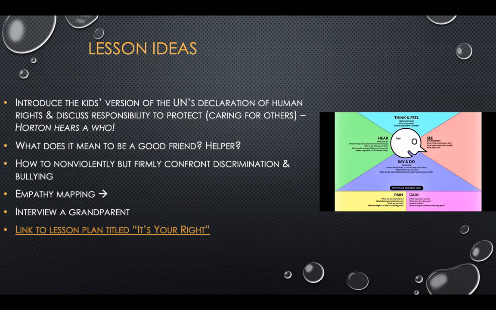Empathy mapping, so really trying to get inside the mind of the cat from Benno and the Broken Glass. What does the cat see, and how does the cat feel, and what do they hear, and what do they do, and in helping children empathize with that. Interviewing a grandparent or an elderly person in the community to talk about the history. What do they remember about the Holocaust and World War II, or something like that.